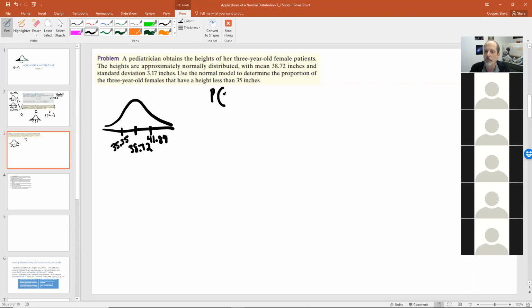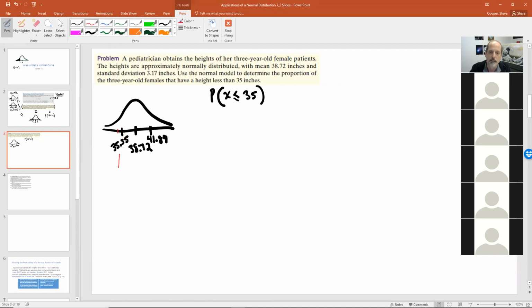So what we're asked for is the probability X is less than 35. And remember, with a continuous distribution, that's the same as less than or equal to, so it's up to you if you like to use that. So I'm going to locate about where 35 looks like it would be. Well, this is 35.55, so it's going to be just a little bit to the left.